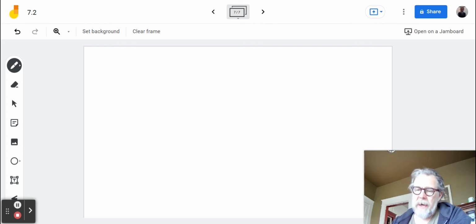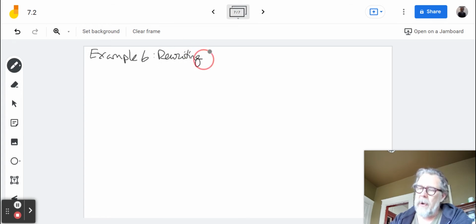All right, welcome back. We're going to do a couple more examples of using substitution to find indefinite integrals. And the first example that we are going to look at today is example 6, which is rewriting trig equations. We know a lot of relationships and we know a few antiderivatives. So let's see if we can put that together. Let's start with the cotangent of 7x dx.